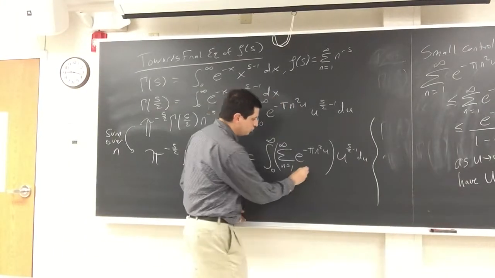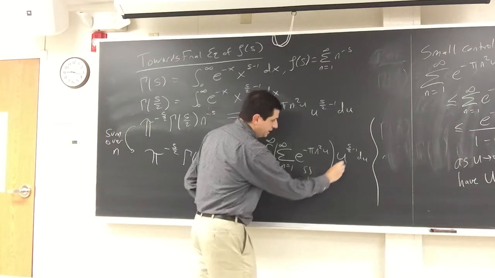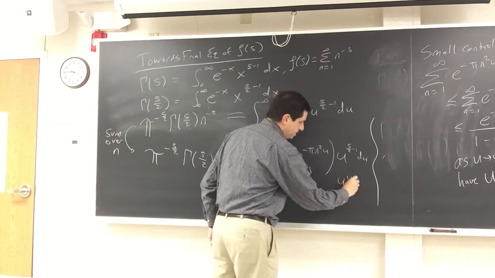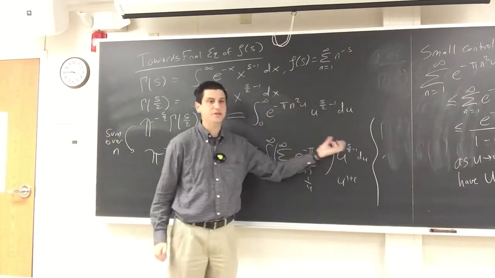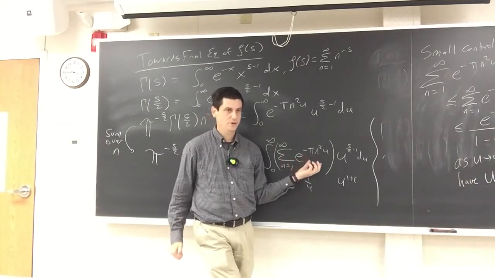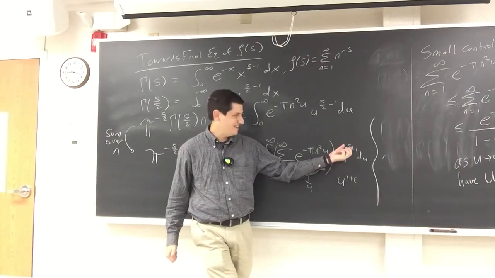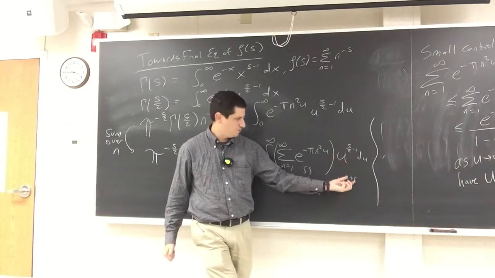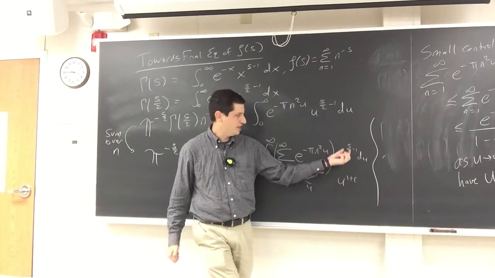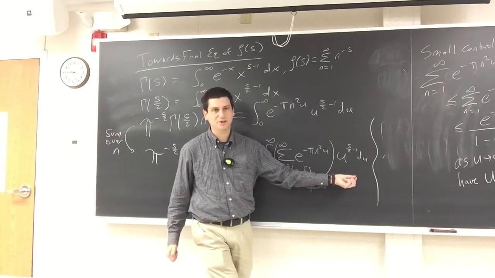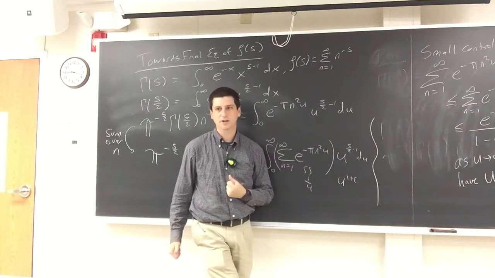So if this part is looking like 1 over u, if this part here looks like u to the 1 plus epsilon, then this whole thing is still going to be continuous. Okay. So how can I get this to look like u to the 1 plus epsilon? I need s halves minus 1 to equal 1 plus epsilon. So I need s halves to equal 2 plus epsilon. So I basically need s to be a little bit greater than 4.